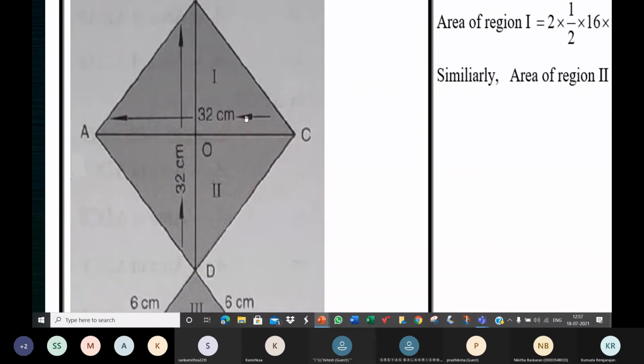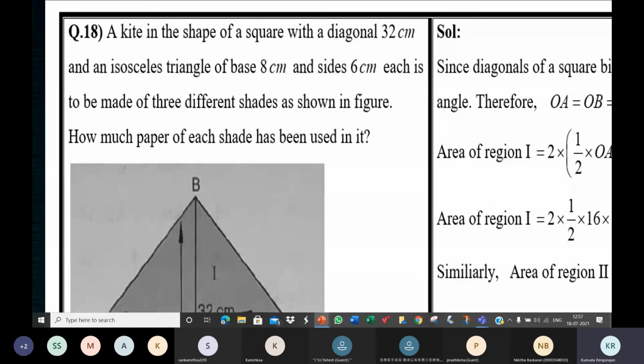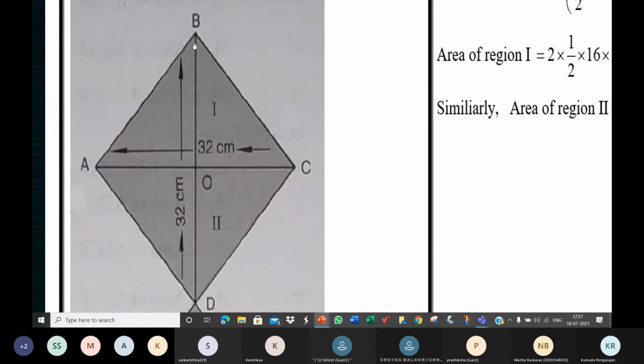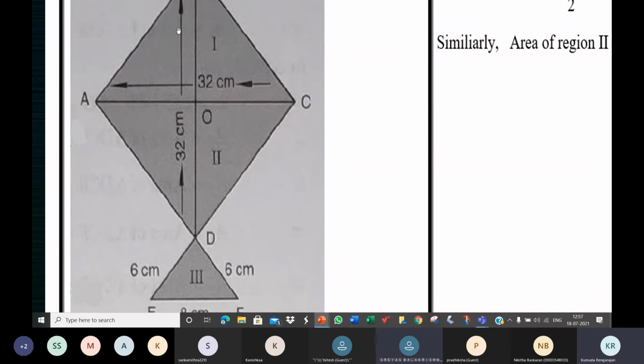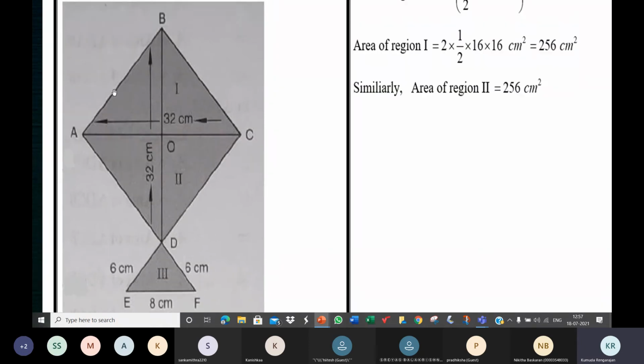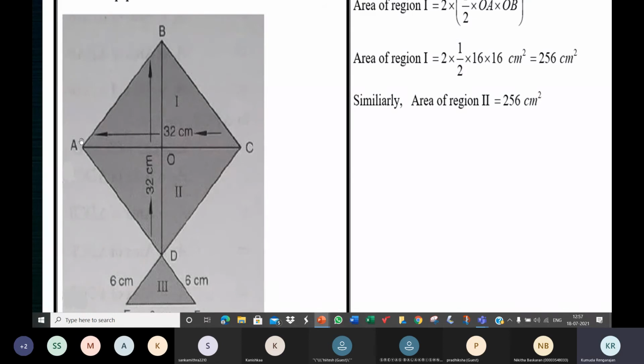So a kite is the shape of a square with diagonal 32. This doesn't look like a square, but okay, this is a square. Ma'am, if we tilt it a little, it looks like a square. No, but the corners are not right angles, no? See, these angles don't look like right angles. Yes, ma'am, it looks like a rhombus. All right, so this is a square, children.